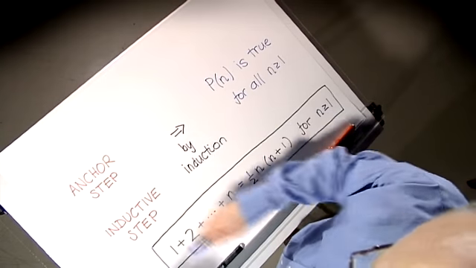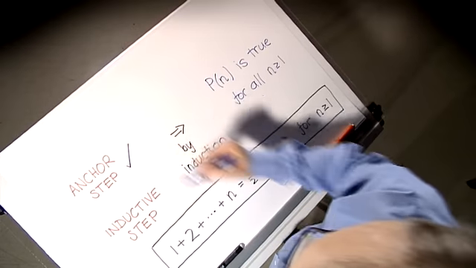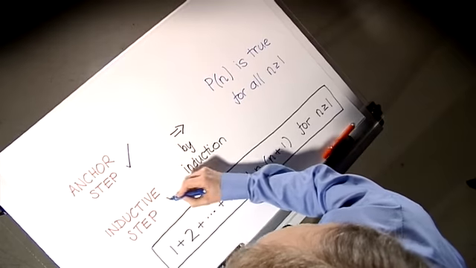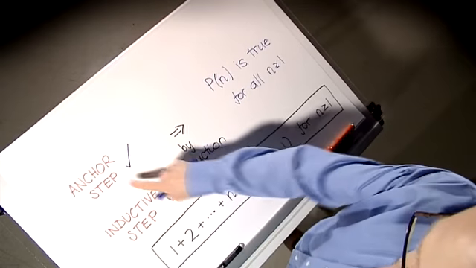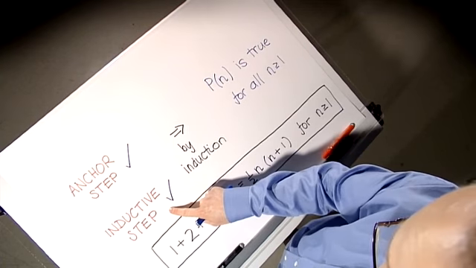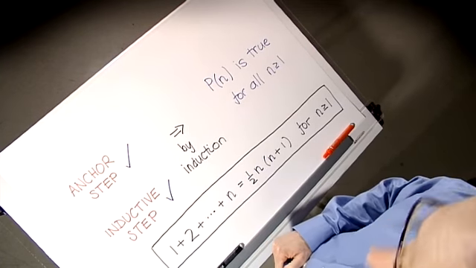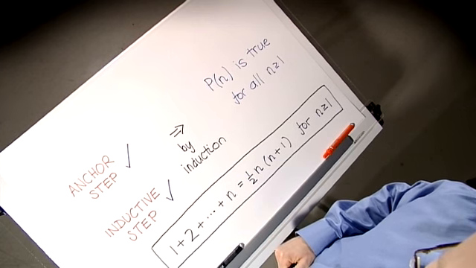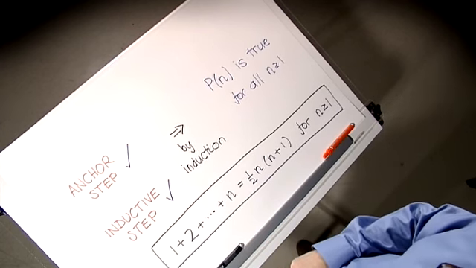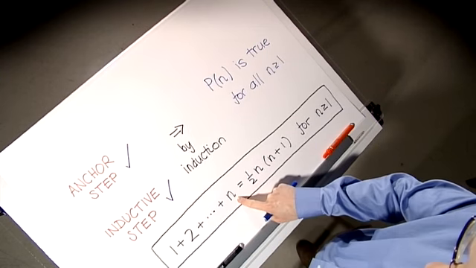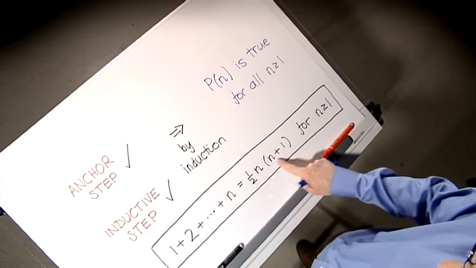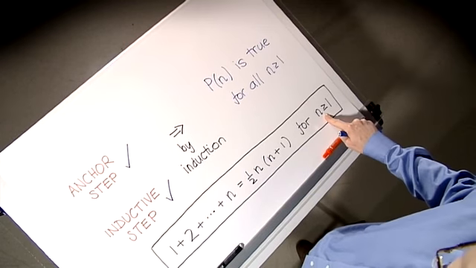So let's summarize what we've done. We've shown the anchor step. We've shown that P of n is true for n equals 1. We've also shown the inductive step. We've shown that if P of n is true, then it follows that P of n plus 1 is also true. And because we've shown the anchor step and the inductive step, then by induction we've shown that P of n is true for all n greater than or equal to 1. In other words, we've shown that the sum of the first n natural numbers is a half n, n plus 1 for n greater than or equal to 1.